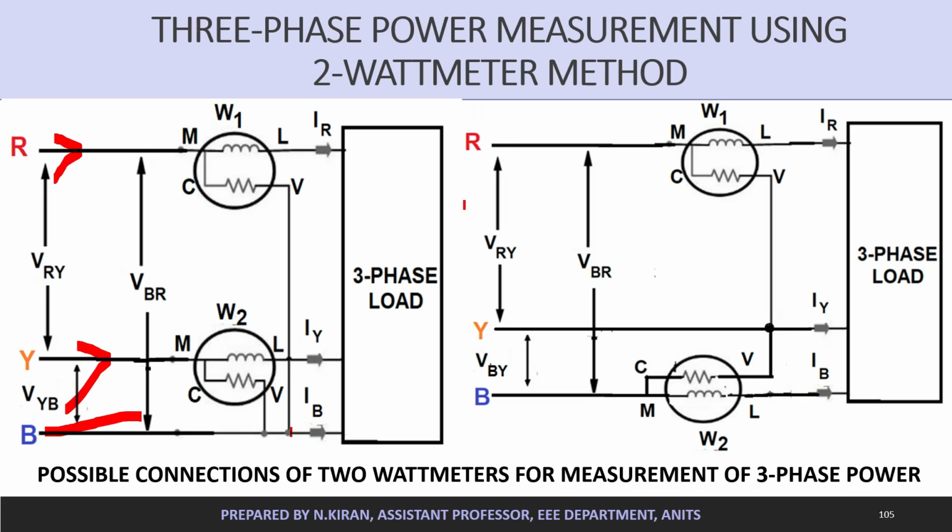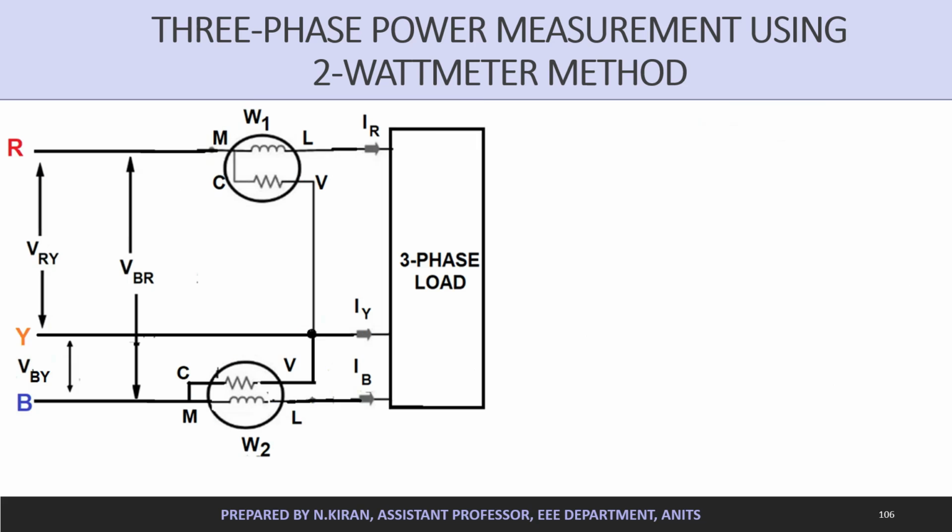Similarly, the second way of connecting two wattmeters: here the current coil of the first wattmeter is connected in R phase and the current coil of the second wattmeter is connected in B phase. The common terminal of the pressure coils of both wattmeters is connected to Y phase. In today's analysis, we are going to consider the second way of connecting two wattmeters for our measurement of three-phase power using two wattmeters.